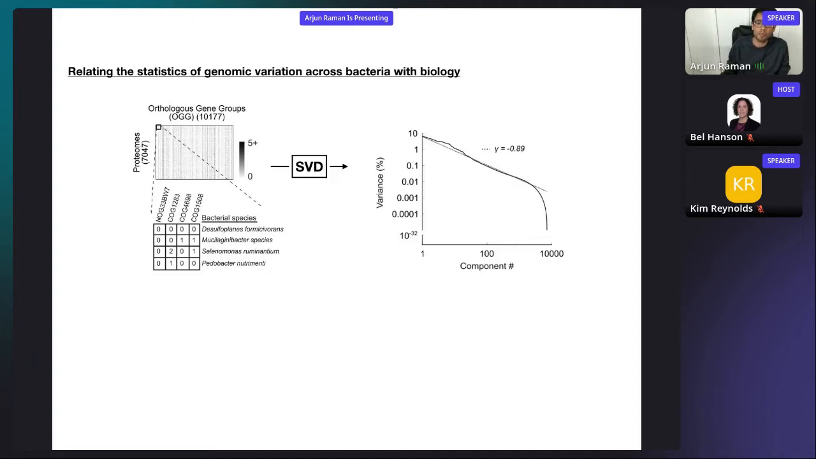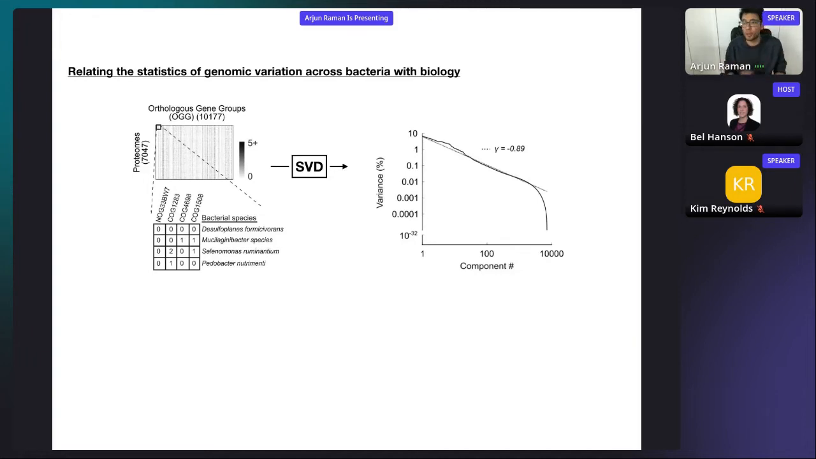Now, this is what we found. This was the SVD spectrum of the orthologous gene group matrix. And what we see is something somewhat interesting, that the top component holds on the order of 6% of variance. And we see a linear scaling from the top component down to approximately component 3000.